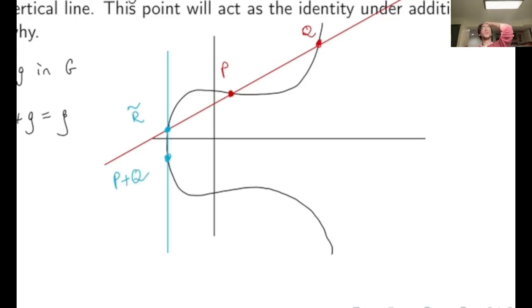By the way, to prove that this forms a group under this operation of addition, it largely suffices to just look at the graphical process of adding two numbers.